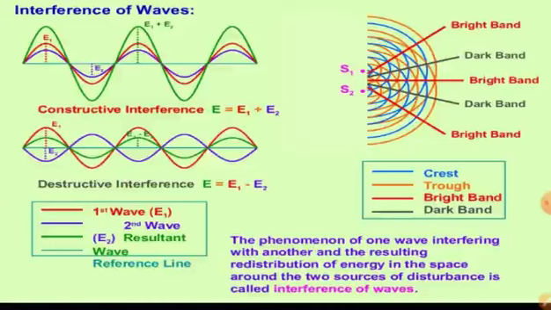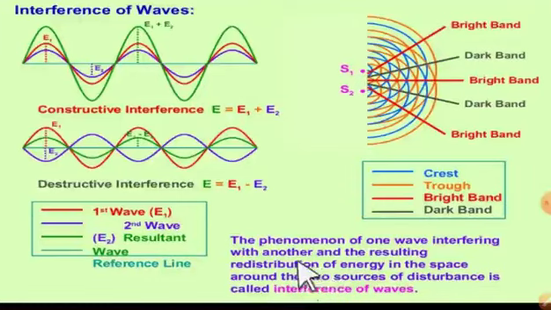Now let's see what is meant by interference of waves. Interference of wave is nothing but the superposition of one wave on another. We call it interference of wave. So the phenomenon of one wave interfering with another, and the resulting redistribution of energy in space around the two sources of disturbance, is called interference of wave. If you are asked to write the definition of interference of wave, then you can write this one.